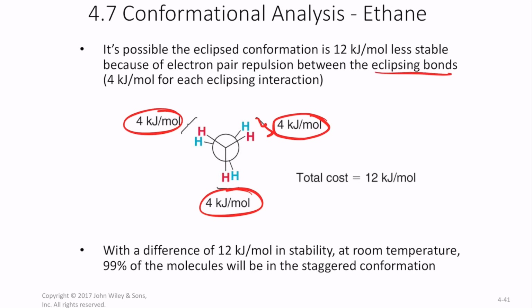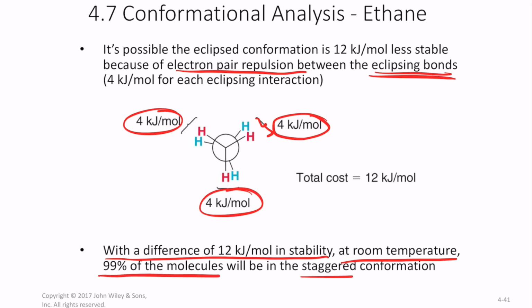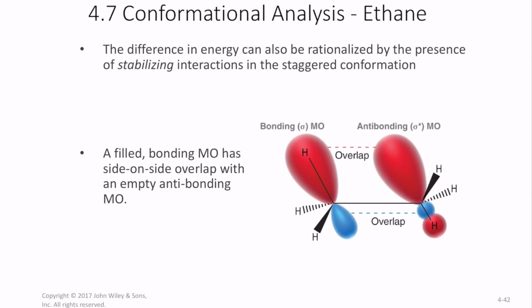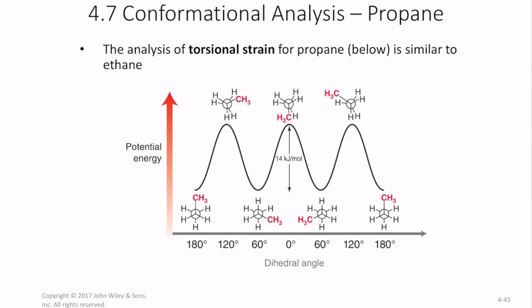So because of the electron pair repulsion between the eclipsing bonds, with this difference of 12 kilojoule per mole, at room temperature 99% of the molecules will be in the staggered conformation. So remember this. What is happening here? The bonding and the anti-bonding orbitals are generally overlapping. So they don't want to be really close to each other, which means that when you rotate this bond, they are not going to be stable.